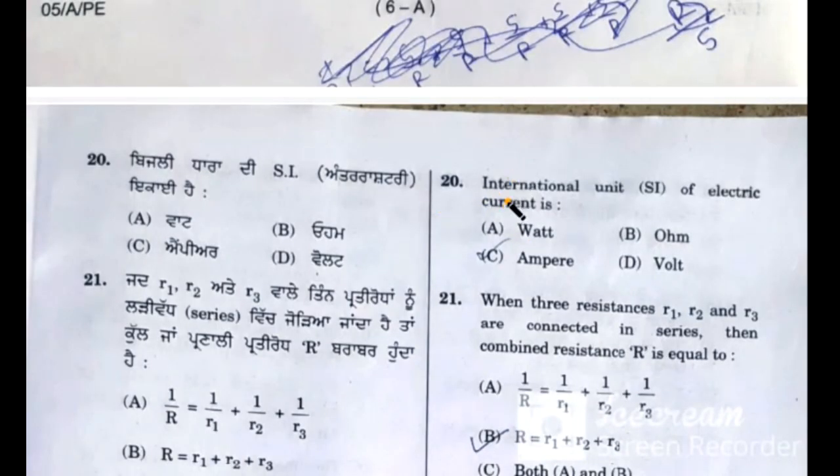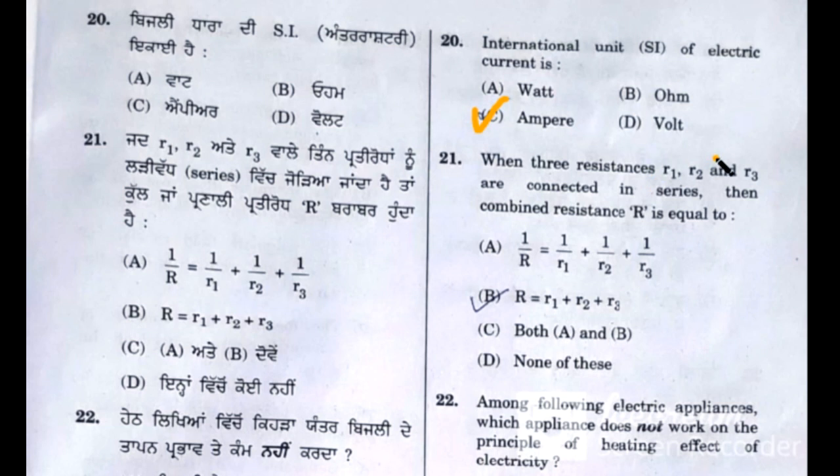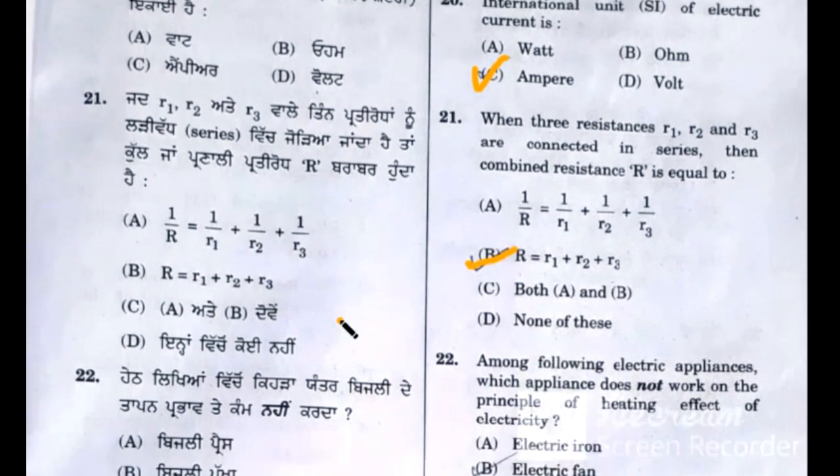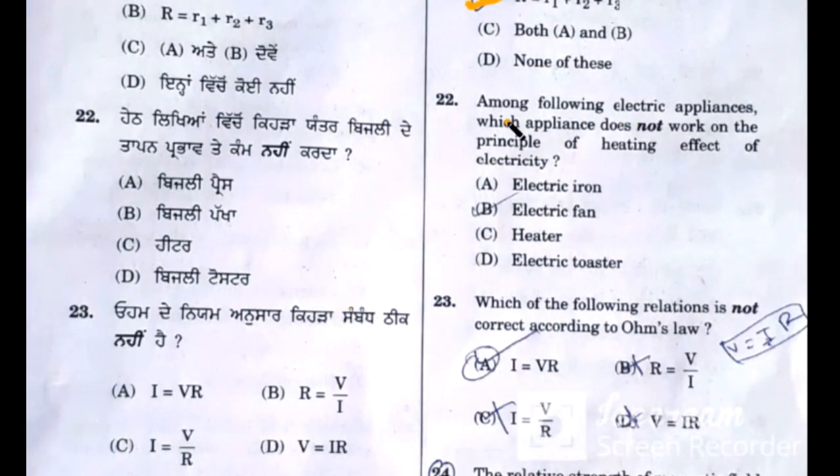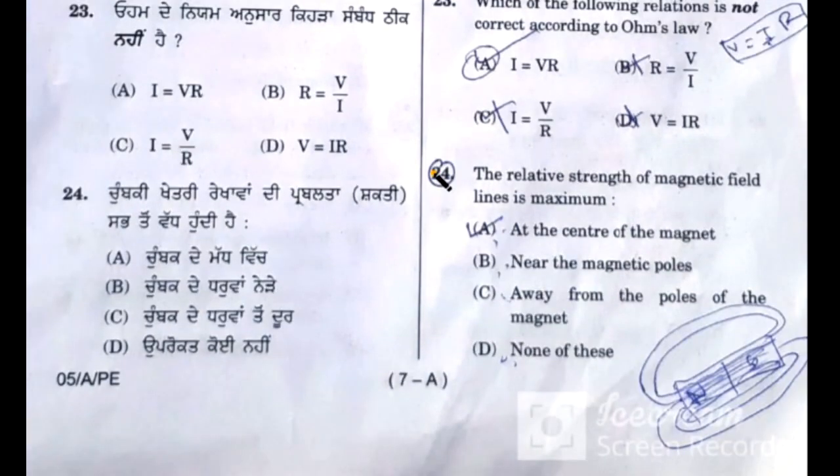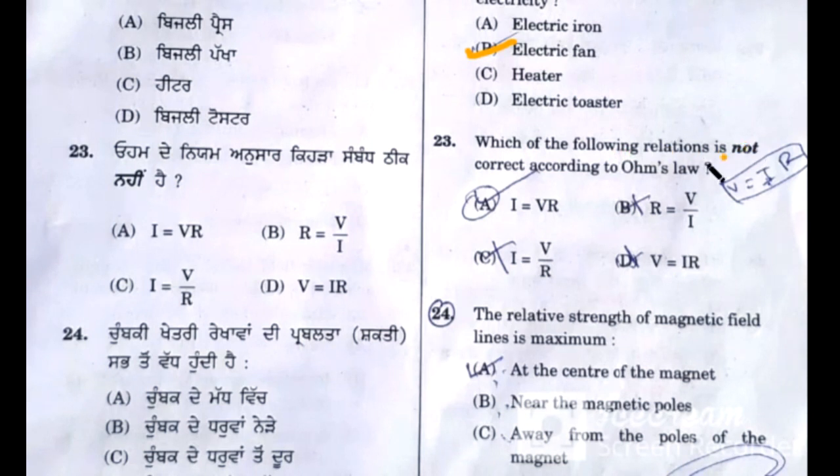Question 20. International SI unit of electric current is option number C, ampere. When 3 resistors R1, R2, R3 are connected in series, then the combined resistance R is equal to option B. Among the following electric appliances, which appliance does not work on the principle of heating effect? Correct option is B, electric fan. Which of the following derivations is not correct according to Ohm's law? The correct option is A.